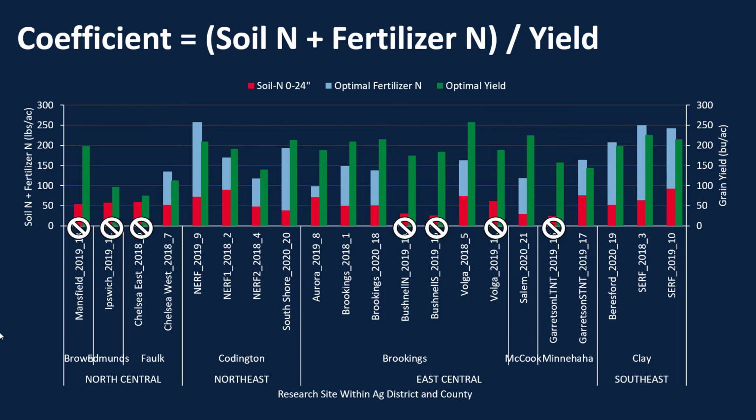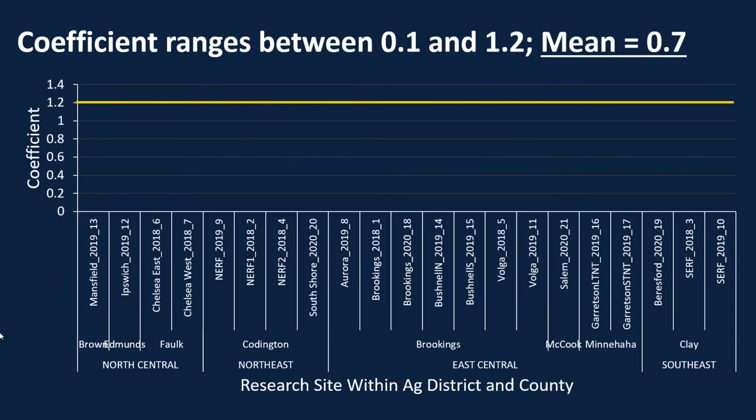However, one thing to remember with these sites is that we have 7 sites that didn't require nitrogen fertilizer, so there were some oddities that might show up in our data that we're going to have to consider. On this graph, we have our 1.2 coefficient line, that yellow line. That's where we are currently. Now we're going to see how these 21 sites meet up with our current recommendation of that 1.2 coefficient.